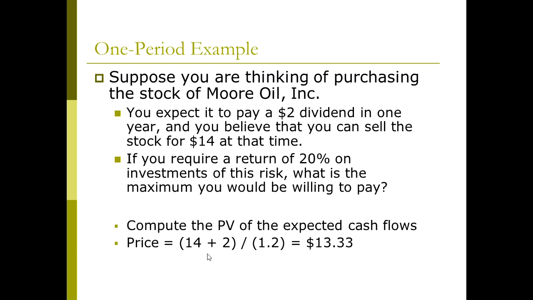In this one-period example, it's very simple. In one period, you sell it for $14 and you receive $2 dividends. Both numbers are expected. Divided by 1 plus 20%, the answer is $13.33. That is the maximum amount of money you're willing to pay for the stock.